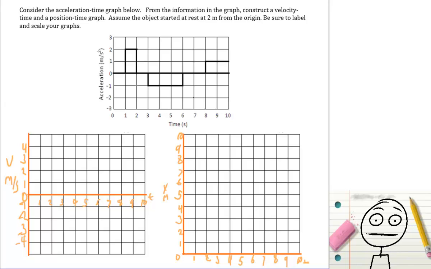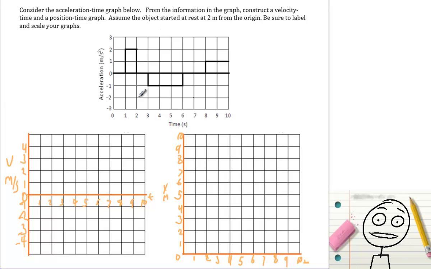Alright, let's see. Today we are looking at that worksheet I gave you on Friday to finish off the week. It was an acceleration time graph, and from this graph I wanted you to create the other two. I wanted you to create a velocity time graph and a position time graph. And of course, to do that I got to tell you how fast it was going and where it started.